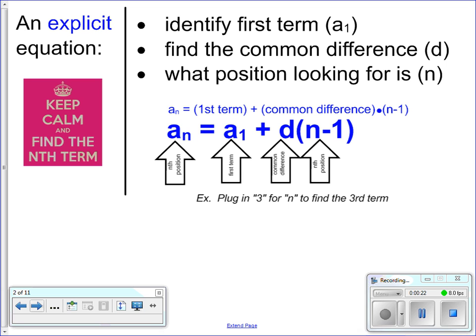And then what position are you looking for? Are you looking for the third term? The 10th term? The 100th term? So in the equation, a_n equals a_1, that's our first term, plus the common difference, d, times whatever position you're looking for, minus 1. So if you're looking for the third term, everywhere you see n, you're going to put in 3.